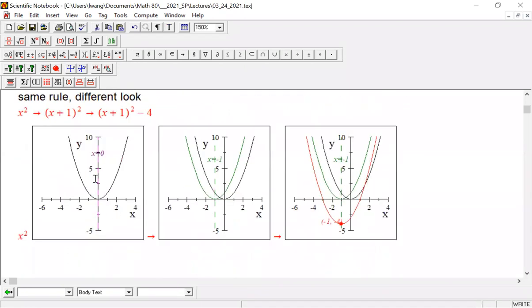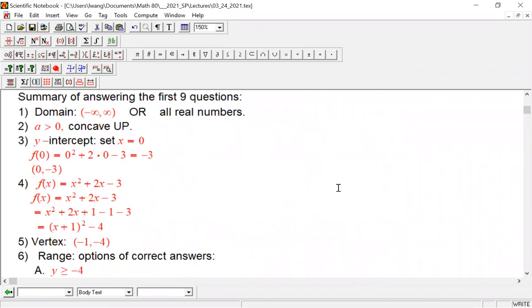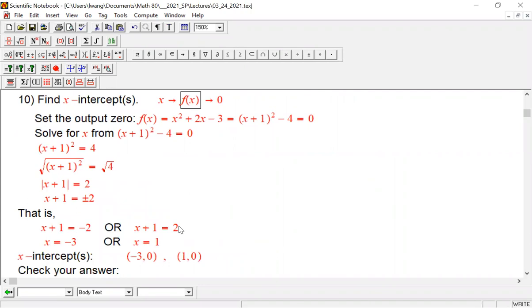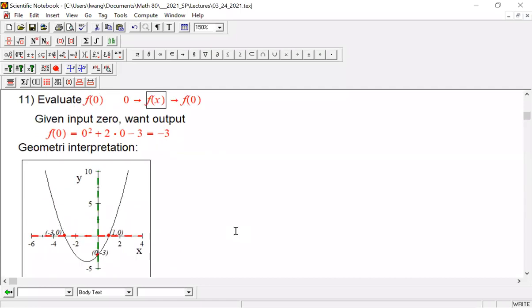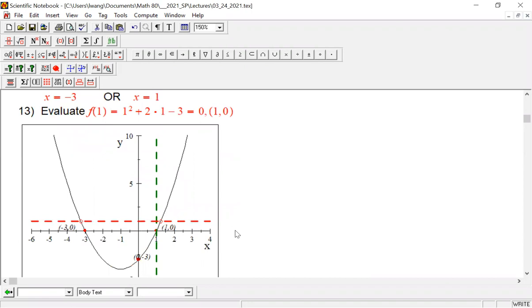We drew the line of symmetry, and we have the equation of the line of symmetry. So we got our pictures, and we did a transition, and we were working on the cut, right? The vertical cut and horizontal cut. We found the X-intercepts, and we worked on number 13 and number 14.